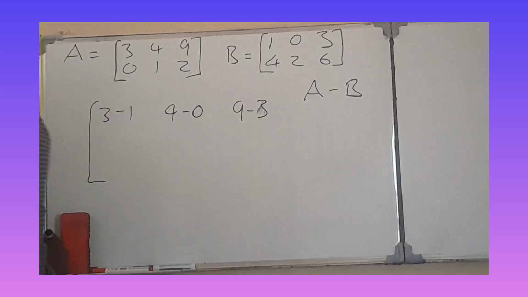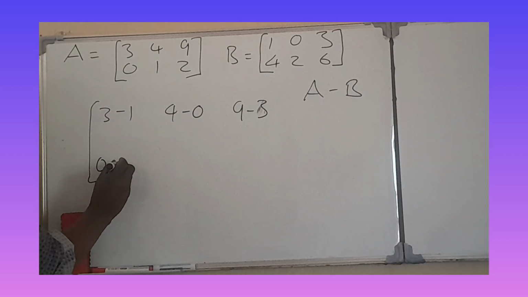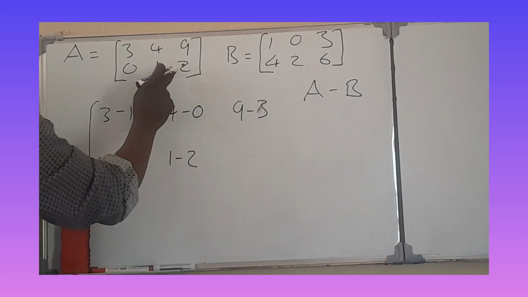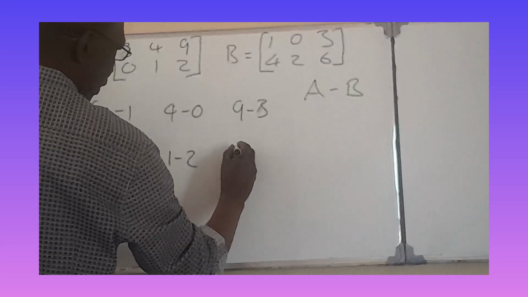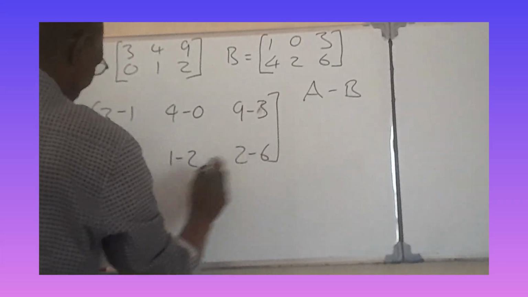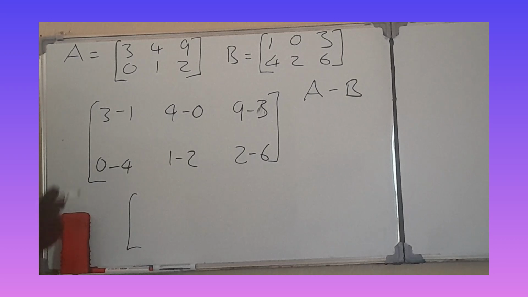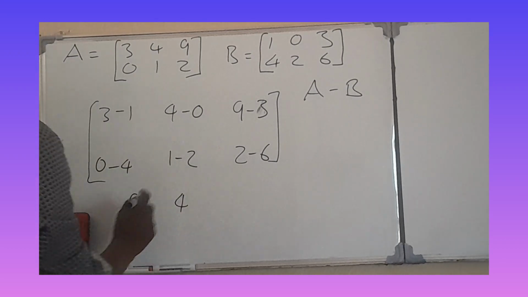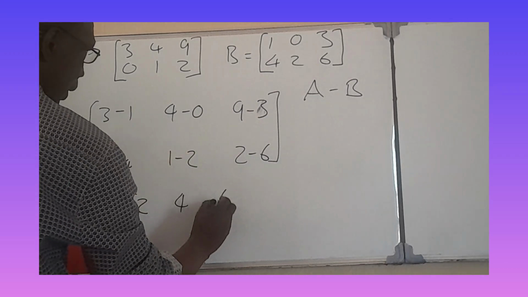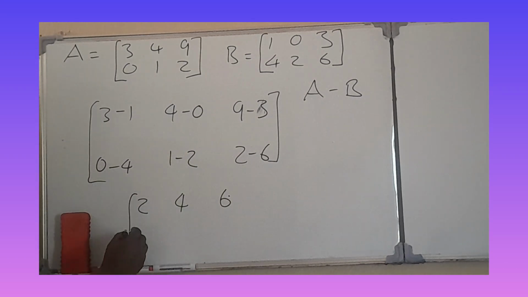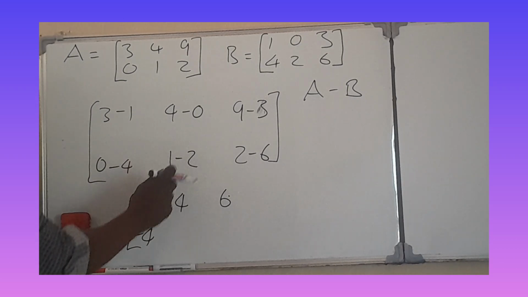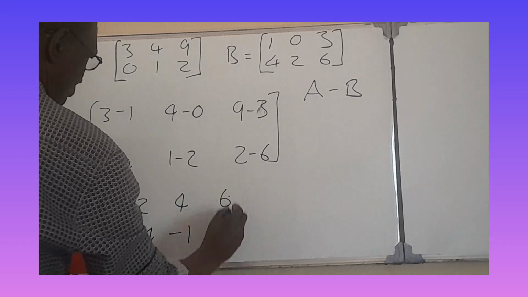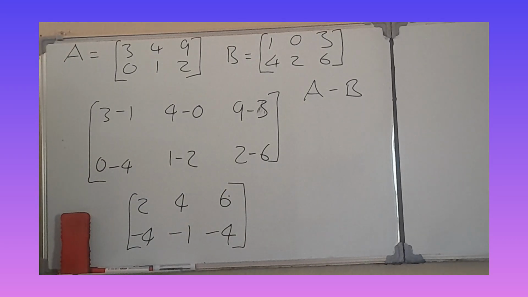Down here, it's 0 minus 4. 1 minus 2. 2 minus 6. Simplifying, we get our matrix. 3 minus 1 is 2. 4 minus 0 is 4. 9 minus 3 is 6. 0 minus 4 is minus 4. 1 minus 2 is minus 1. 2 minus 6 is minus 4. That's the difference between A and B.